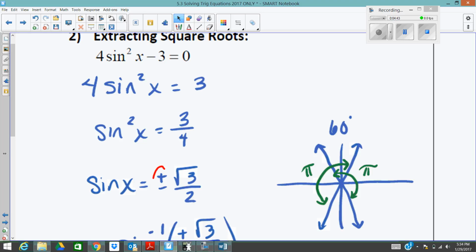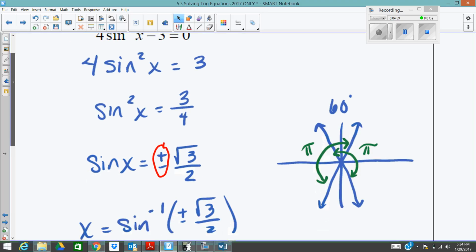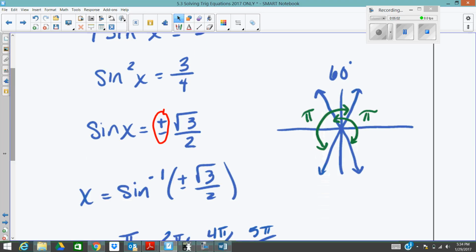Don't forget plus or minus whenever you have to take the square root. And so we get square root of 3 is square root of 3, square root of 4 is 2. So we get plus or minus the square root of 3 over 2. So we'll have 4 possible answers now between 0 and 2 pi, because sine is positive in quadrants 1 and 2, but negative in quadrants 3 and 4. So since we have that plus or minus, we end up getting 4 possible answers.